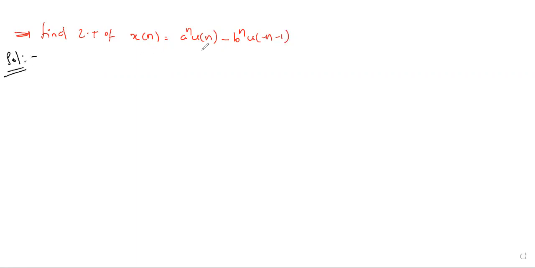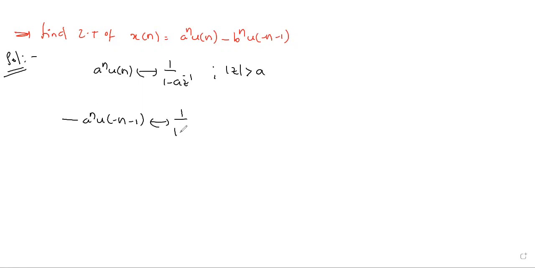So already we have completed the transform for individual signals, right? So linearity property is applicable. Depending on weightage, separately you have to take first signal Z transform, second signal Z transform. So directly I'm writing here a power n into u of n. What is its Z transform? 1 by 1 minus a z inverse, where mod z is greater than its pole. And we also completed minus a power n into u of minus n minus 1 Z transform. What is its Z transform? 1 by 1 minus a z inverse, mod z is less than its pole.